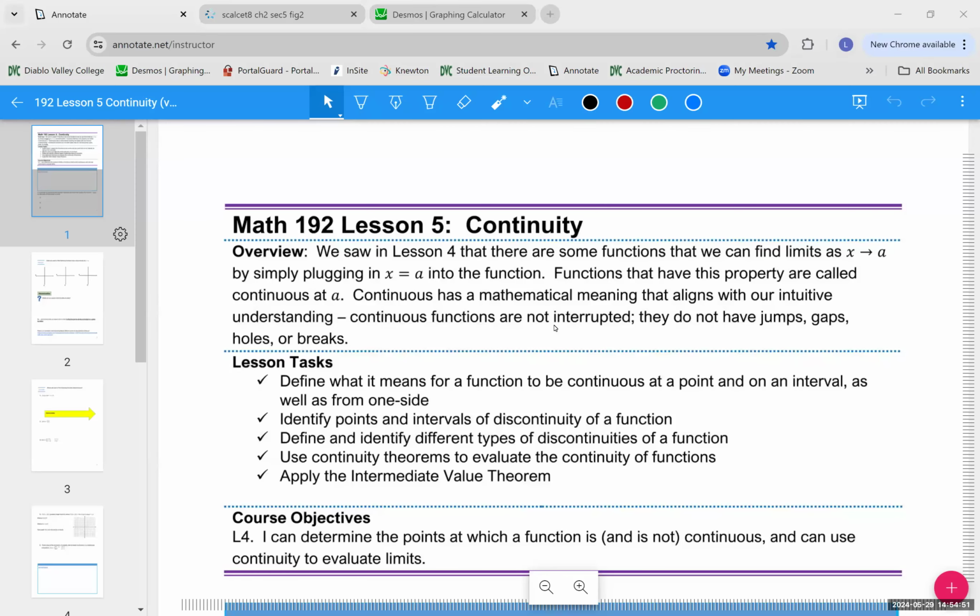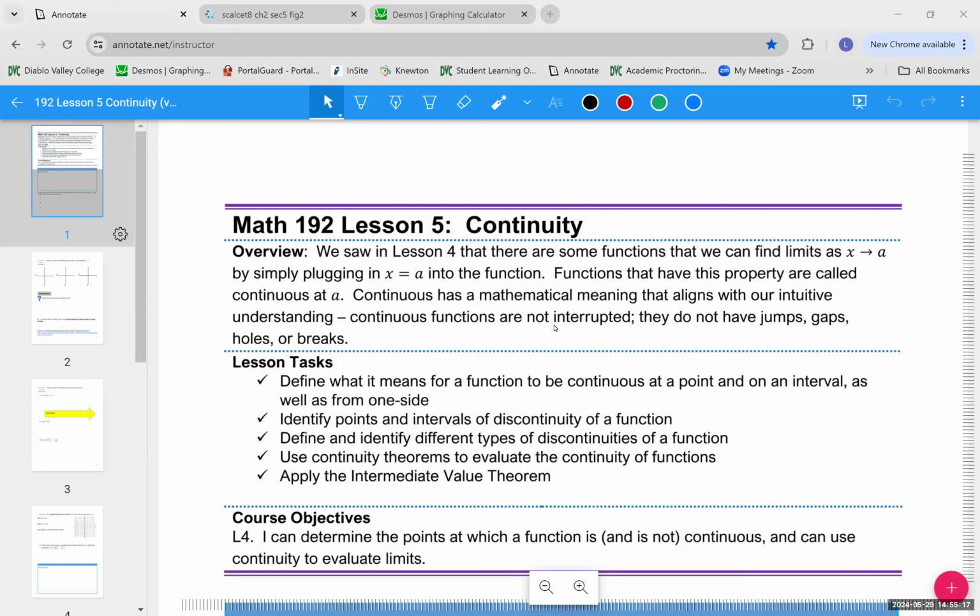So we are going to talk about lesson number 5, which is continuity. And in our overview, we mentioned that we saw in lesson 4 there are some functions where we could find the limit as x approached whatever the value was, a, by simply plugging a in. We could use direct substitution. And so in this lesson, we are going to give that ability a name.